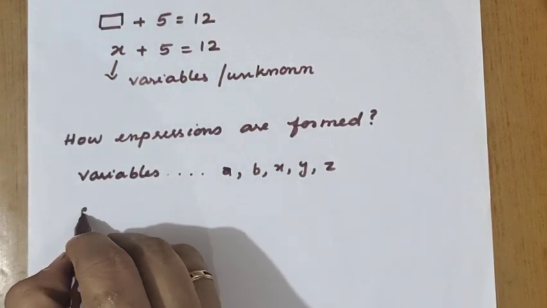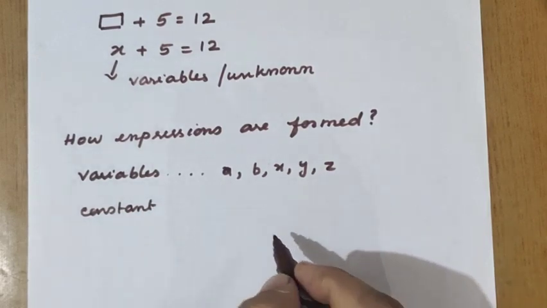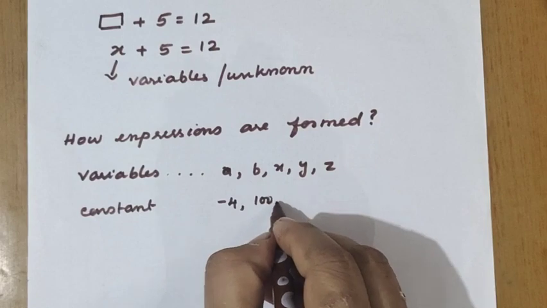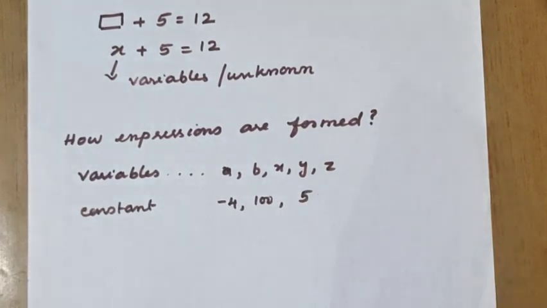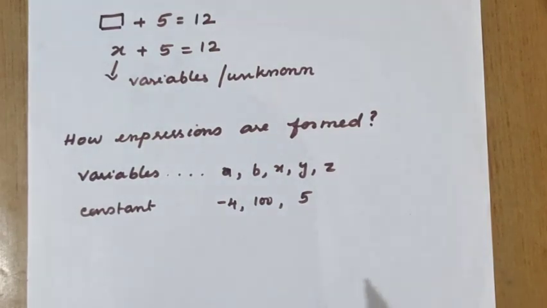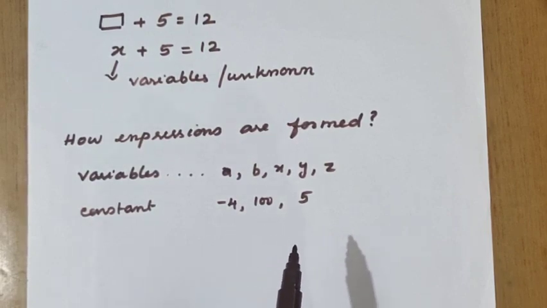Next comes constants. On the other hand, constants have a fixed value. For example, -4, 100, 5, like that we can write. So variables are letters only. They can take any value. That means their values are varying. Constant is the other term, that is they have a fixed value. Examples: -4, 100 and 5.